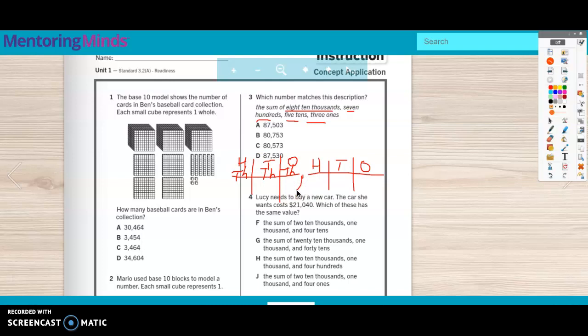So if you do that and then fill out the numbers, that will help you find the answer easier. It said the sum of 8 10,000s. So I'm going to put an 8 in the 10,000s place. 700s. Put a 7 in the hundreds place. I have quite a few friends who put a 7 in the 1,000s place instead. 5 10s and 3 ones. Now, because there's nothing in the 1,000s place, we can't leave it blank. So we're going to put a 0 right here. And therefore, your answer should be 80,753. B is your answer.